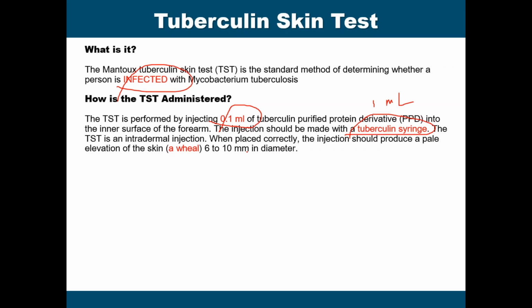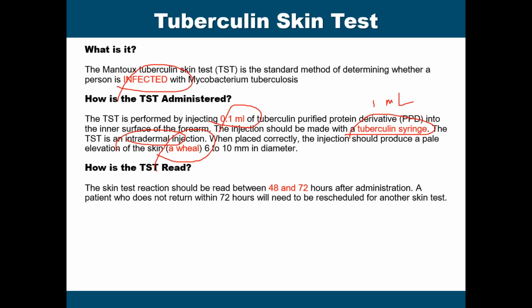Now, the TST is administered intradermally, and when placed correctly, the injection should produce a pale elevation of the skin. So we call that the wheal, which is 6 to 10 millimeters in diameter. So how do we read the TST?